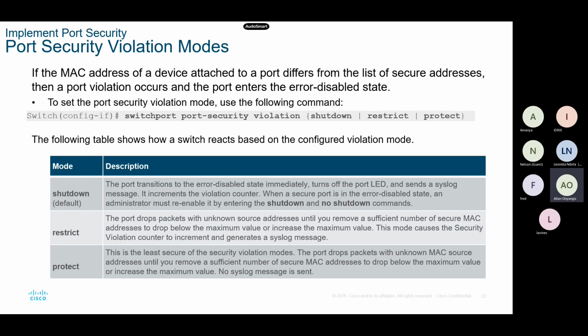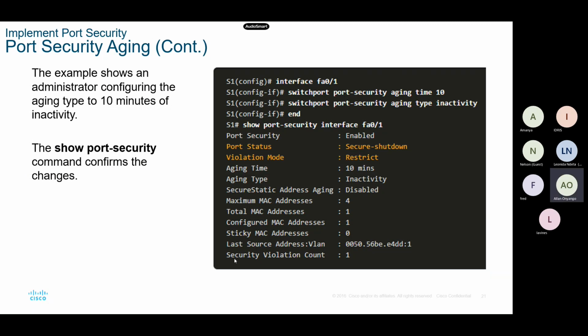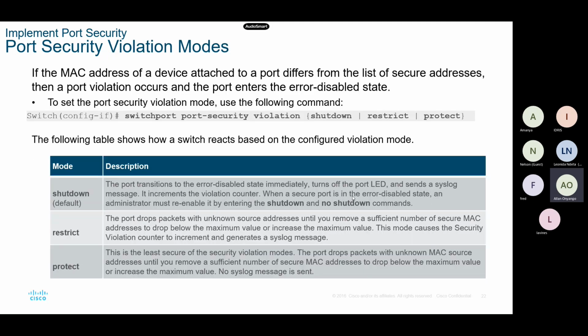And if you are able to see it here, this part here, security violation counter. Whenever any violation occurs, this number will always increase. So with shutdown, the violation counter will be incremented. So we've heard of three things. One, syslog messages will be generated. Two, the port will go into error-disabled state. Three, the LED port will turn off on the switch, and it will be like the port is off.